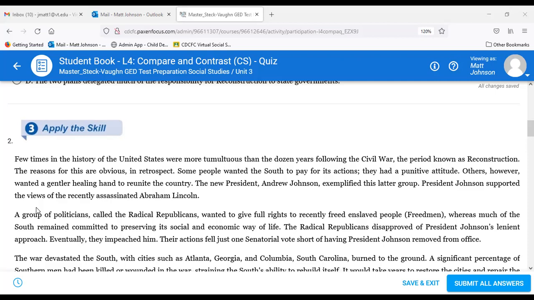All right. Yeah. And so Andrew Johnson was Lincoln's vice president when Lincoln is assassinated. Of course, we talked about order of succession. So as vice president, he took over and he had that same attitude, basically, that Lincoln held. Grace, you want to read the second paragraph for us?